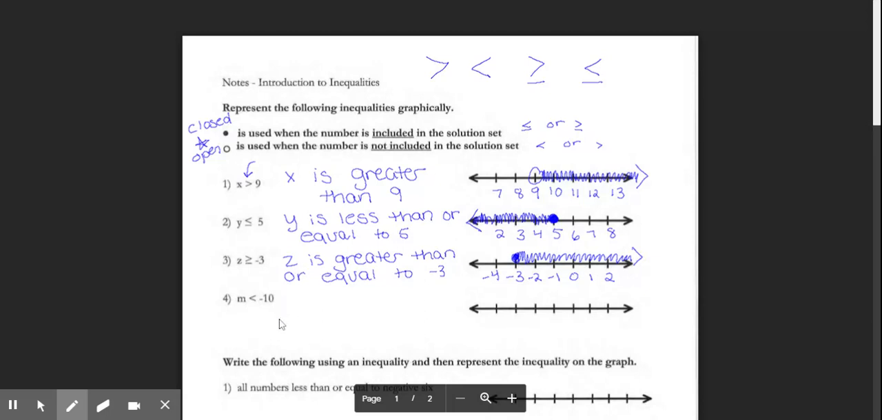One more for this section, problem 4. This says m is less than -10.